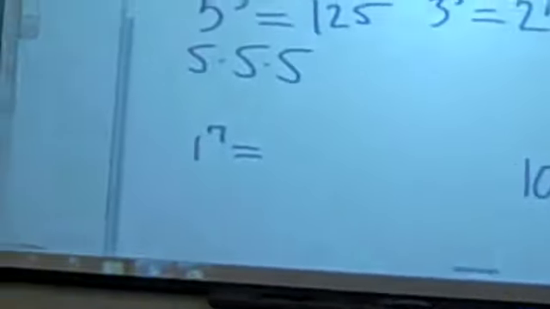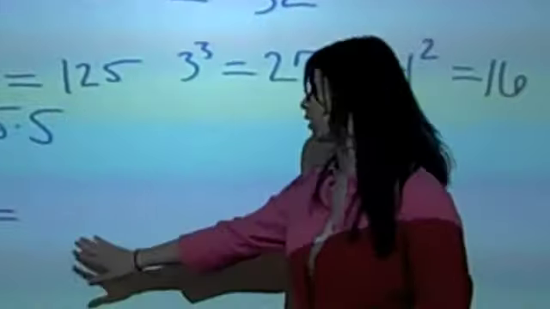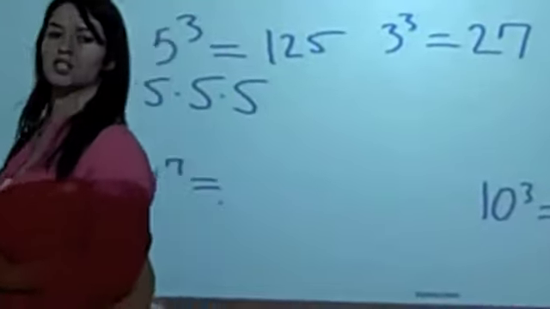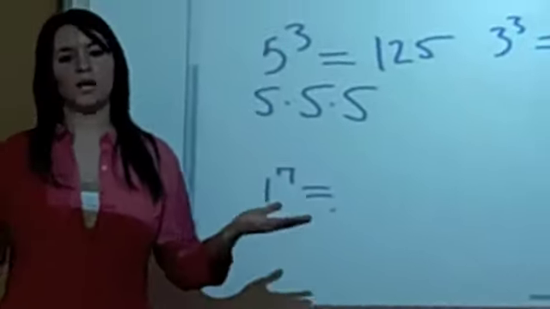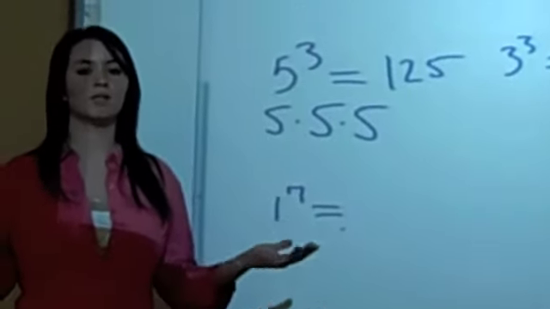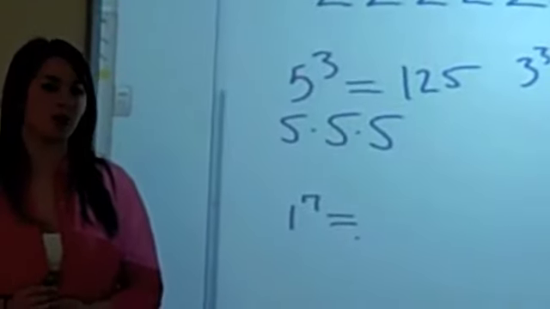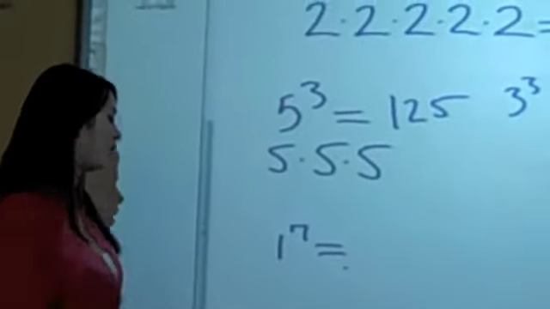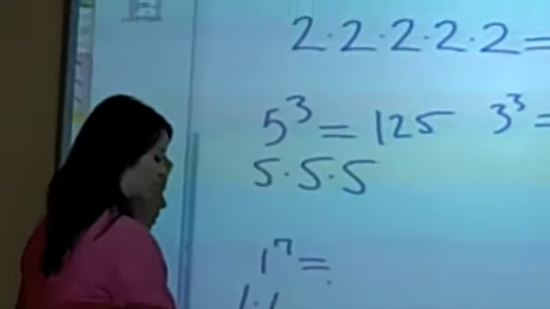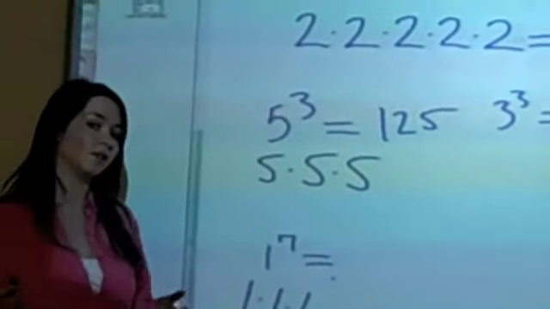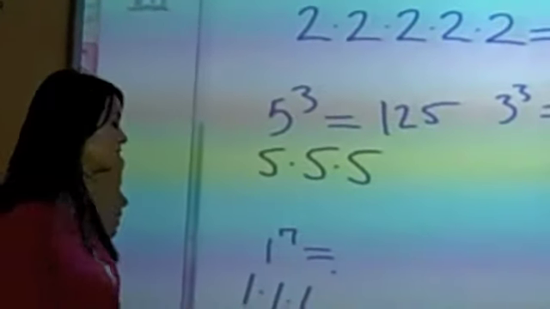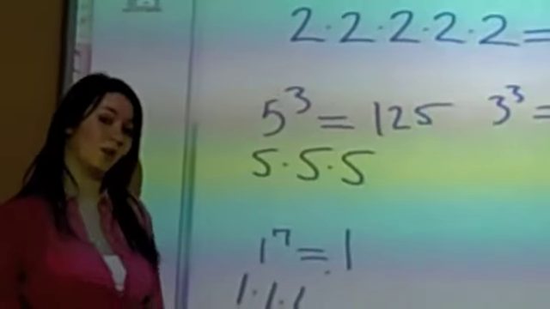1 to the 7. Now, here's one that might be mistaken as a trick question. Because when you look at a question like 1 to the 7, when you multiply 1 times itself a load of times, it still equals 1. But when you see a 7 up here, you might still think that it might be bigger. The rule for 1 is you're always multiplying 1 times 1 times 1 many times. No matter how many times, your answer will always be 1.